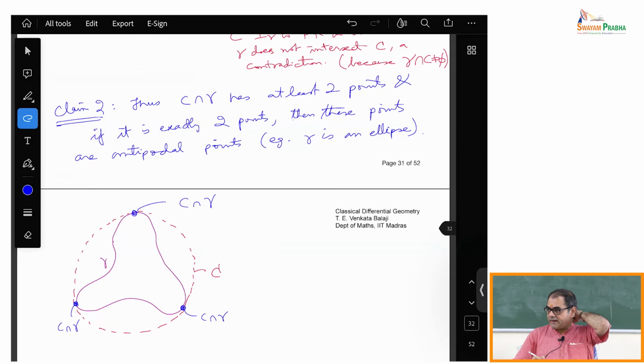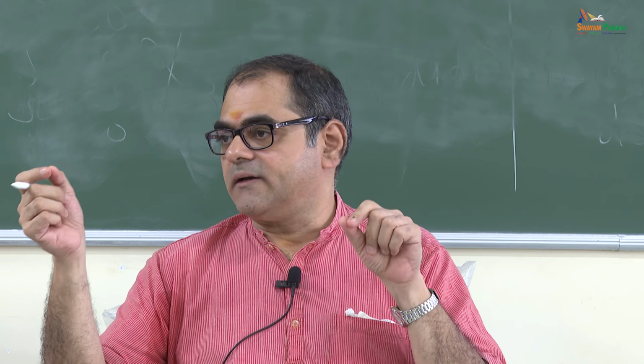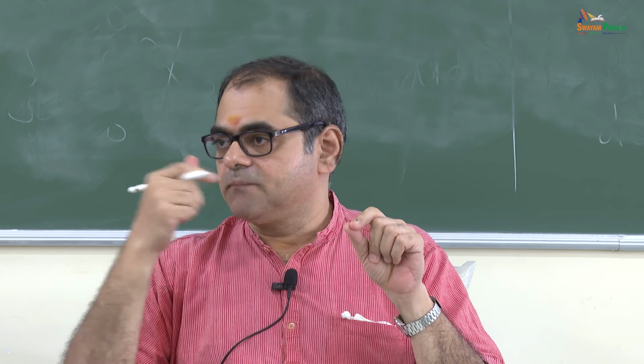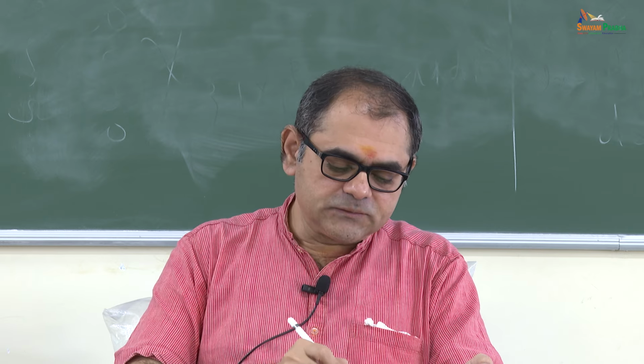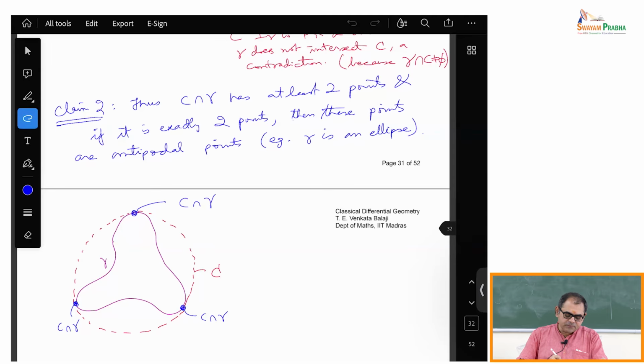Antipodal points are points which are the endpoints of a diameter. Diametrically opposite points. Let me mention that: diametrically opposite points.